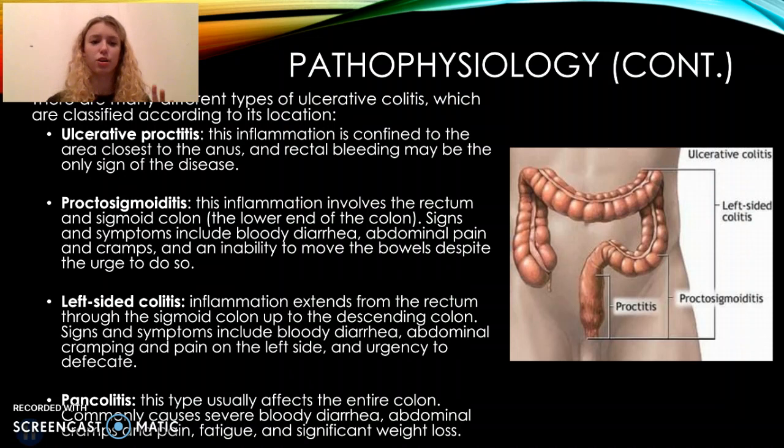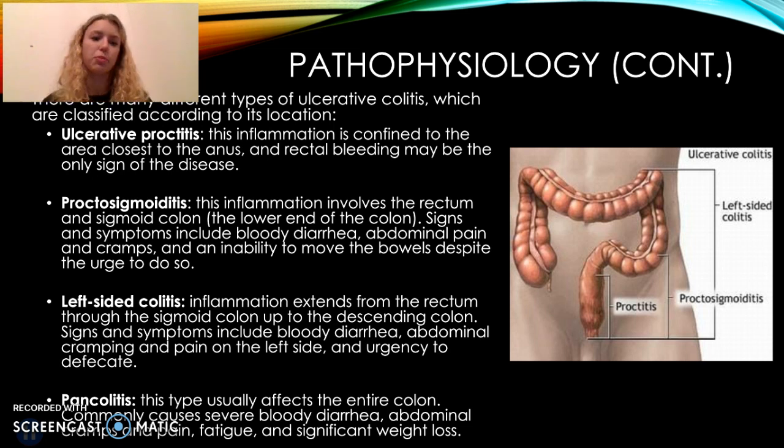And there are like 4 different kinds. The first one is ulcerative proctitis. This is inflammation confined to your rectum and your anus. So really the only sign or symptom is going to be bleeding. So that's the most mild one, I guess you could say.